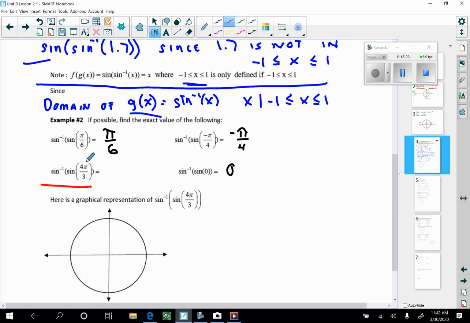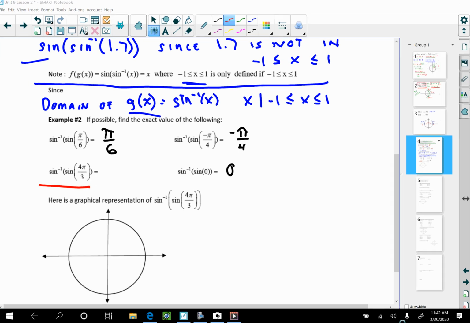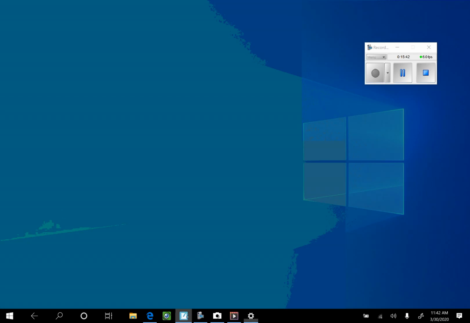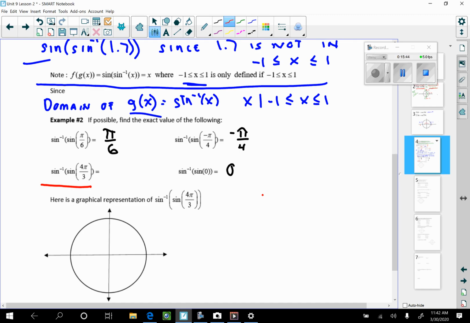And here's what I'm going to do. I do know this: the domain of inverse sine is between -1 and 1. I'm going to give a graphical representation to show you how to do this. First of all, this guy right here is always defined.